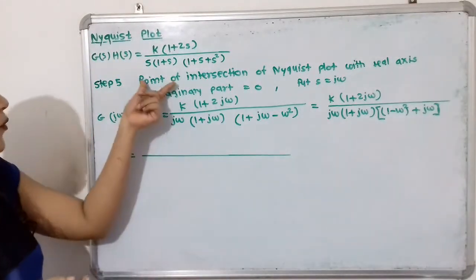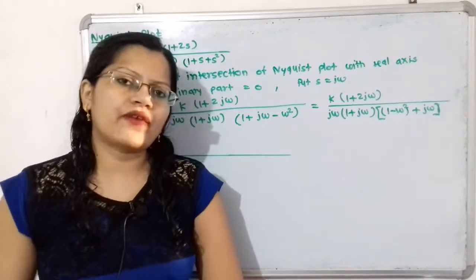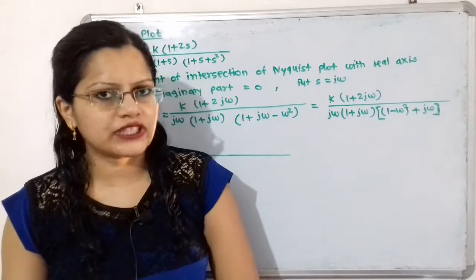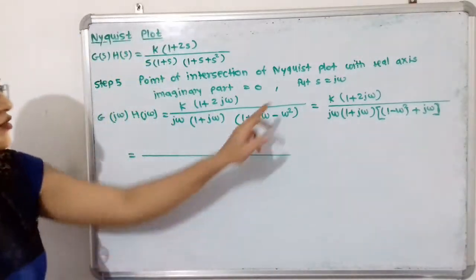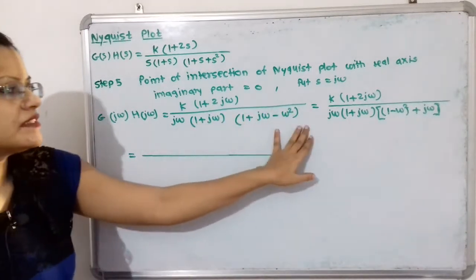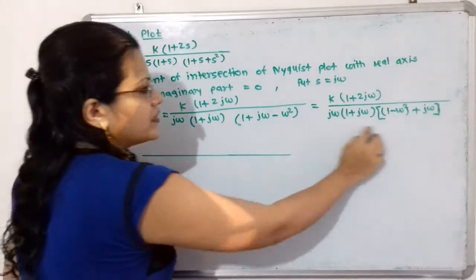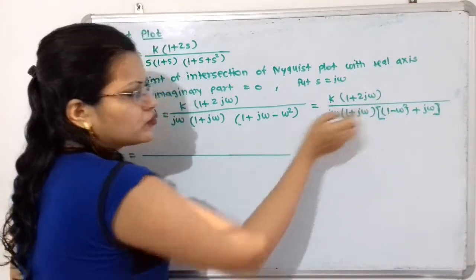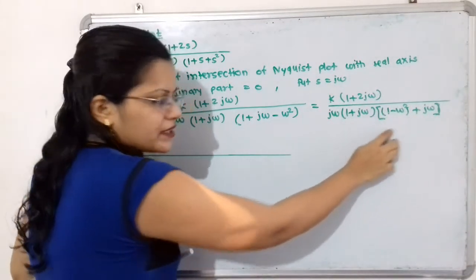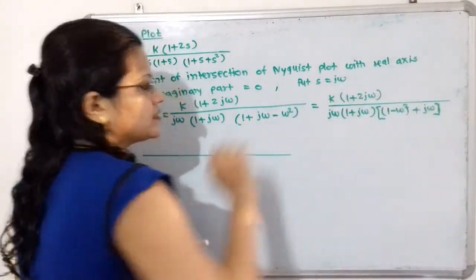We will find out the point of intersection of Nyquist plot with real axis. So how to find out this? For that we have to show imaginary part is equal to 0. So what is the first step? That is we have to put s is equal to j omega. So this is the equation. Now again we will simplify this. So we will separate here the real part and imaginary part. So this is the equation, that is k into 1 plus 2j omega divided by j omega into 1 plus j omega into 1 minus omega square in one bracket plus imaginary part j omega is outside. So this is the equation.